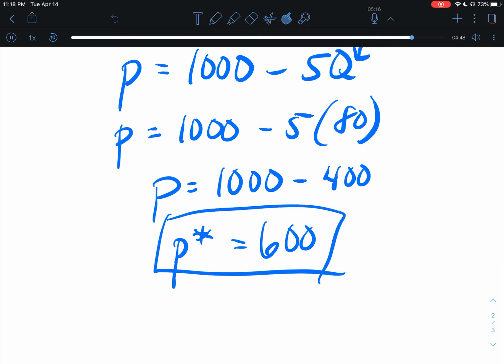In this example, that's about what you'd expect an iPad to cost. So it's not unreasonable to think that this model actually works decently well. So to recap, we have the profit maximizing price equals 600, and the profit maximizing quantity produced is 80. And that is our profit maximizing condition.